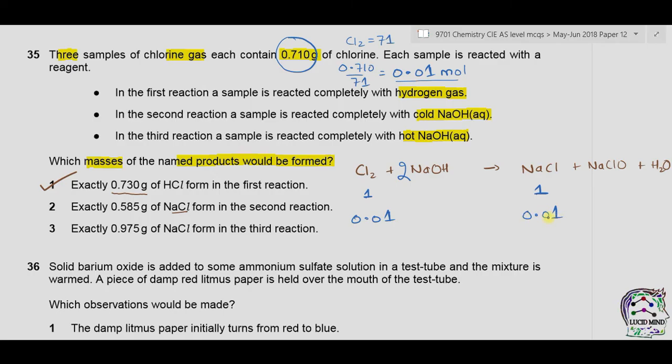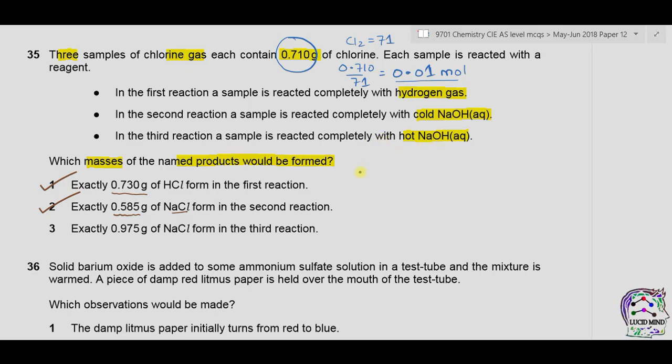Now converting these moles into mass, the atomic mass of sodium is 23, for chlorine it is 35.5, so in total the molecular mass becomes 58.5. Mass in grams is equal to moles into molecular mass. Moles is 0.01. Molecular mass is 58.5 for sodium chloride, so it comes equal to 0.585 grams. In option 2 we can see that exactly 0.585 grams of sodium chloride is formed, so therefore this is also correct.